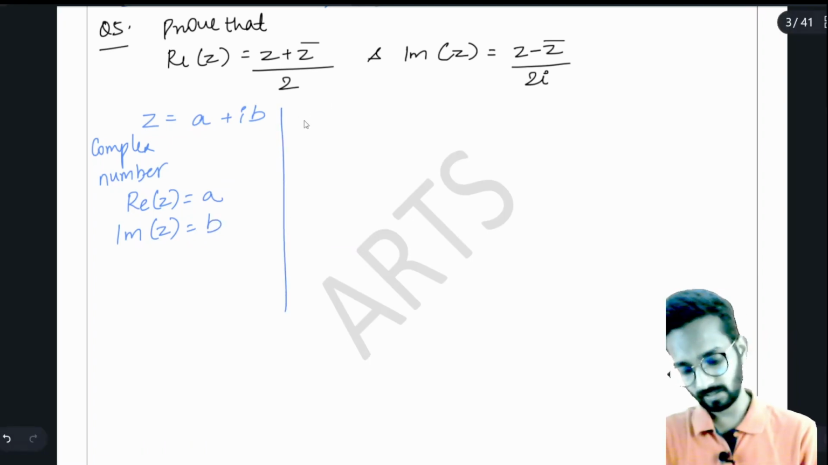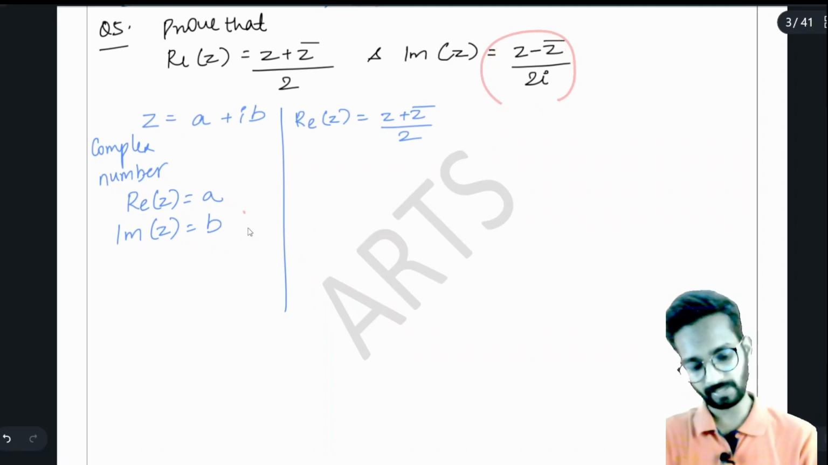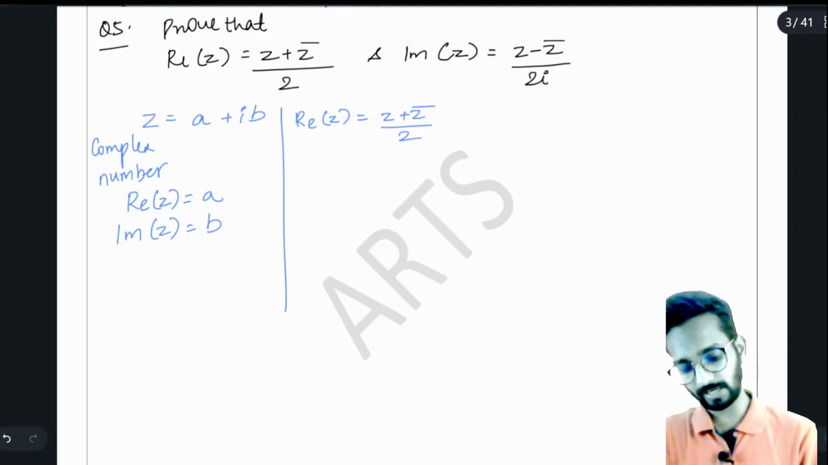Now let's check. I have to prove that my real number should be z plus z bar by 2. It means they want to say that whenever I am solving this part, my answer should be a. Whenever I am solving the imaginary part, my answer should become b. How will it become? Let's check. For that first we have to calculate z bar. z bar we already know, the conjugate of z, it will become a minus ib.